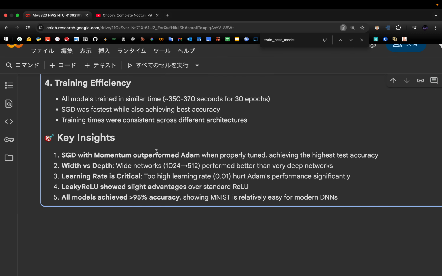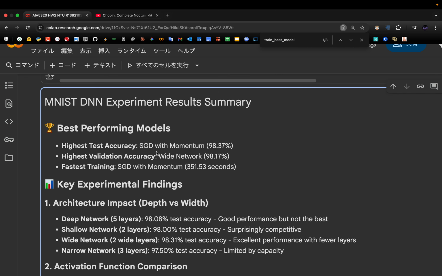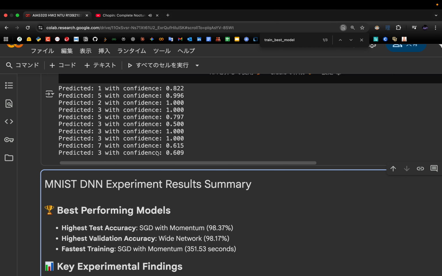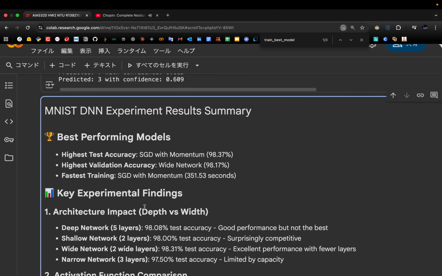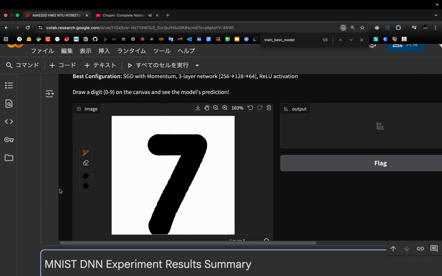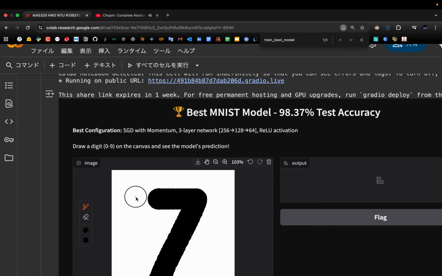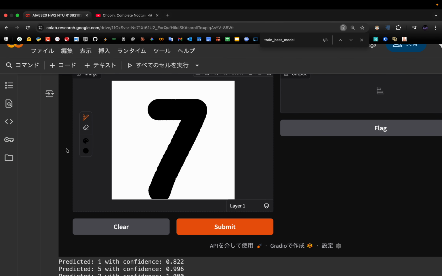Okay, and that's it. Basically, the test accuracy lies between 97 and 98, and the conclusion may not generalize to all datasets or architectures, but you can still try different configurations in the final block here and see the final result. The Gradio interface is also provided here, and thank you for your attention.